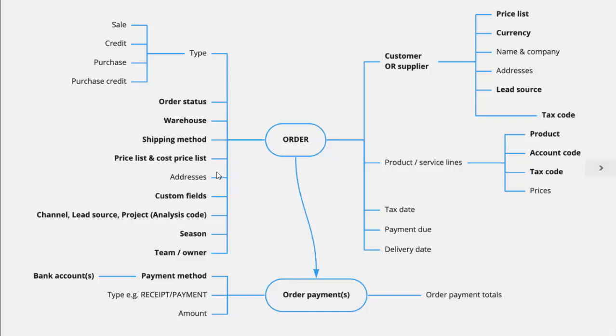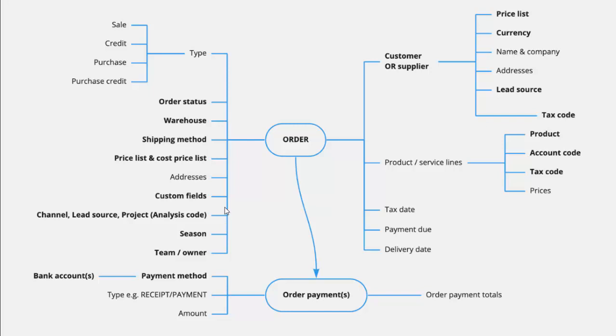Each order has three addresses: a default address, a billing address, and a delivery address. There are a few other data points which you can use on orders, including custom fields, seasons, and team or owner. Custom fields could be things like gift messages or return reasons on a sales credit. One set of custom fields is used for sales and sales credits, and another set of custom fields is used for purchases and purchase credits.